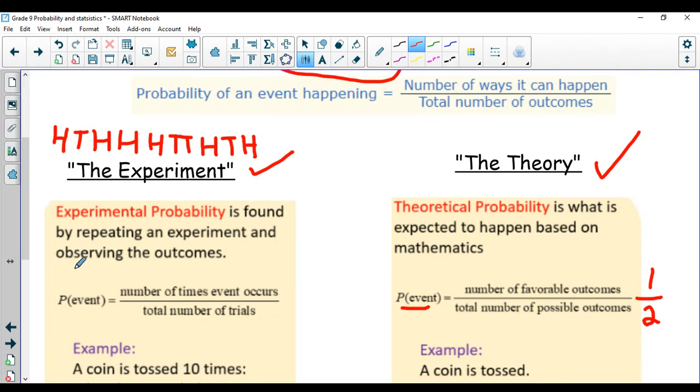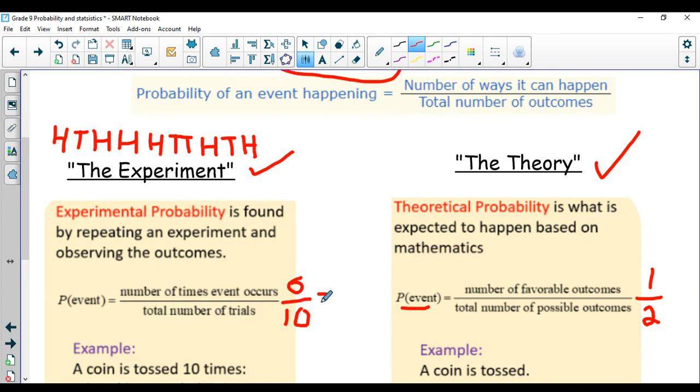What is my probability of my event of getting heads? Number of times the event occurred, number of times I got heads. 1 head, 2, 3, 4, 5, 6. 6 times. Good for us. Remember, I'm using my mouse. Sorry, writing not the best. Total number of trials. How many trials did we have? We had 10 trials. 6 out of 10.